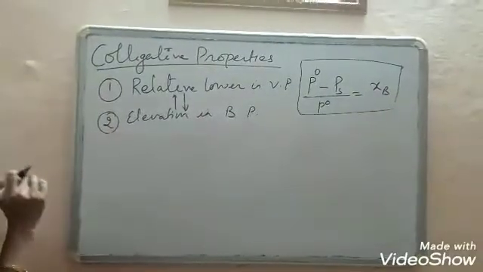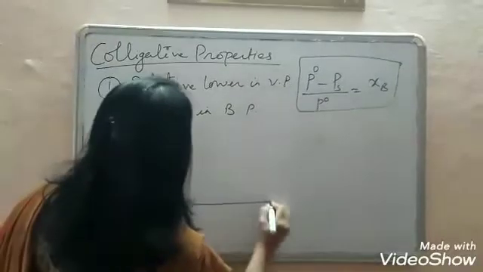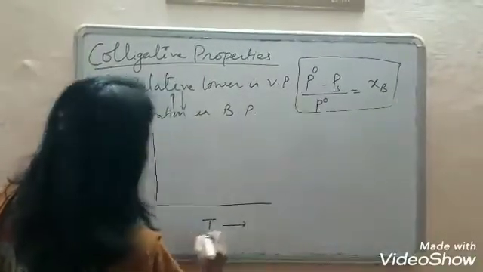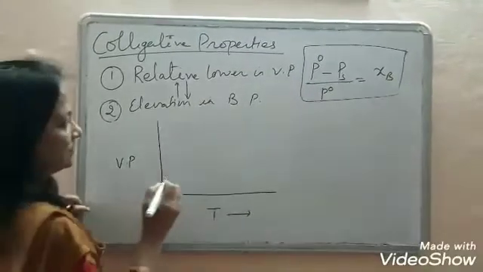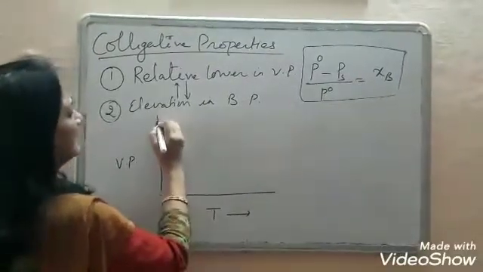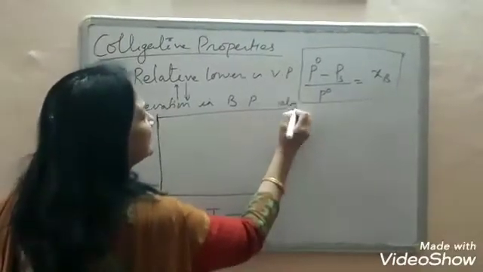Okay. So, elevation. Now we will see the graphical representation. If we plot a graph between temperature and vapor pressure, then there would be two graphs we have to understand. Suppose here we are taking the vapor pressure that is equivalent to 1 atm pressure.